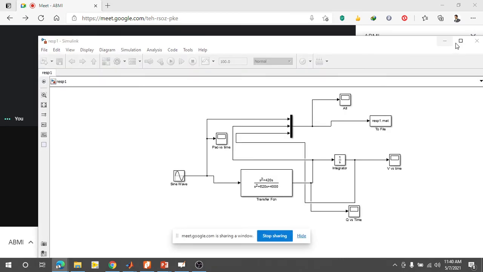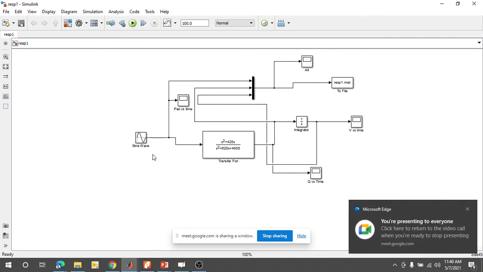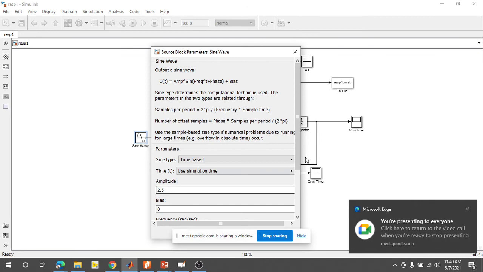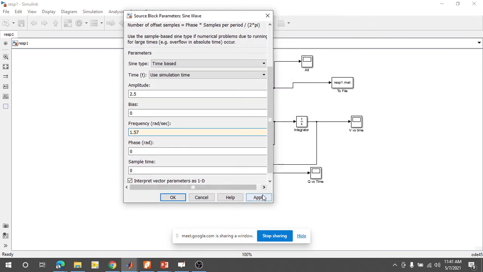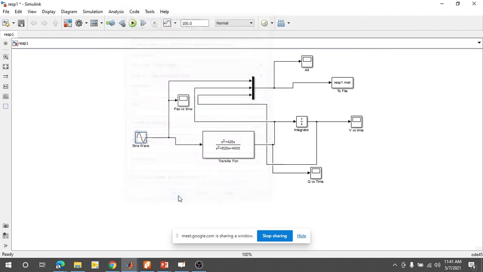Okay, so this is our respiratory model. I'm going to give the amplitude as 2.5, and 1.57 radians is the value I'm giving. That corresponds to 15 breaths per minute. This I'll rename as ventilator, and I'll just run the simulation.